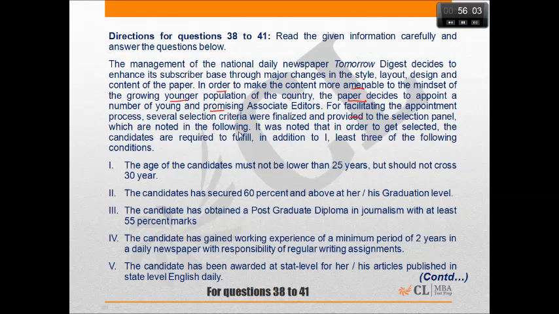It was noted that in order to get selected, the candidates are required to fulfill, in addition to one, at least three of the following conditions. One is compulsory, and out of the remaining, three have to be met. Candidate's age must be between 25 and 30, less than 30, more than 25. Second, 60% or above in graduation. Third, the candidate has obtained a PG diploma in journalism with at least 55% marks.